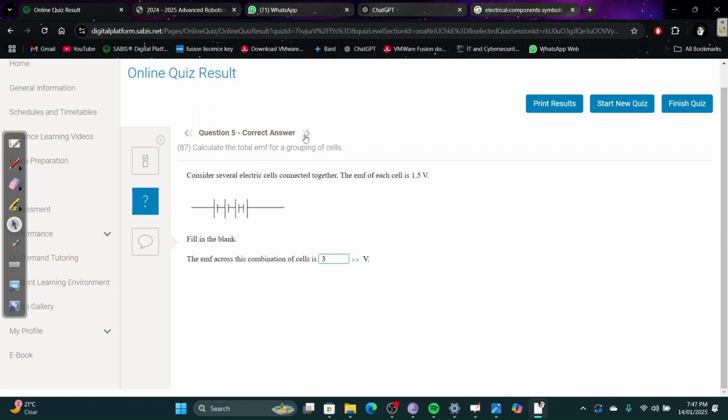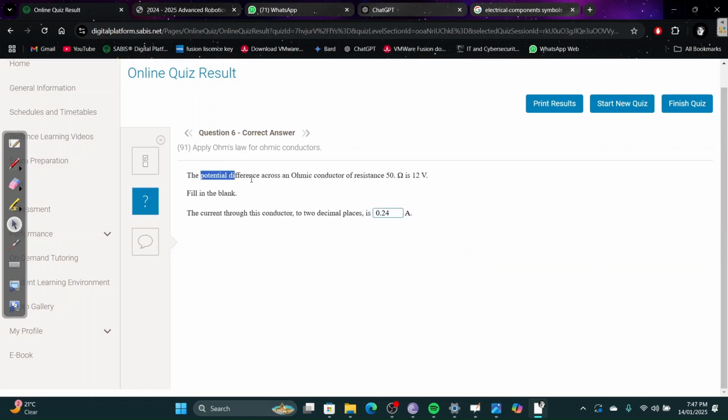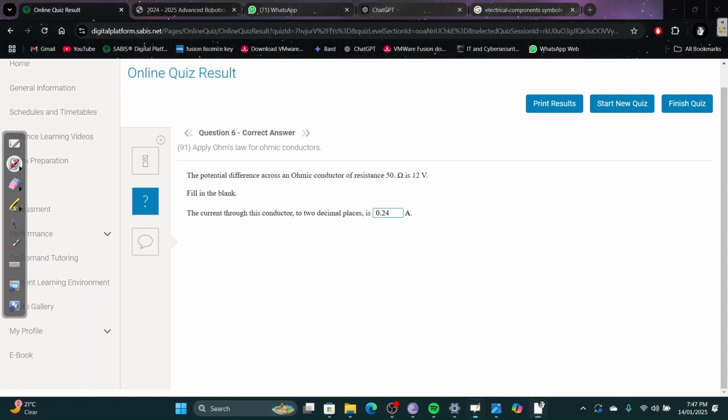Okay, question 6. The potential difference across an ohmic device of 50 ohms is given. So V equals IR. Now you want I, so I equals V over R. If you want, you can remember the triangle, but you guys should be old enough not to need it now. V, I, R, this is your triangle. V is 12 volts, R is our resistance in ohms, which is 50. So 12 over 50 is going to be 0.24 amperes.